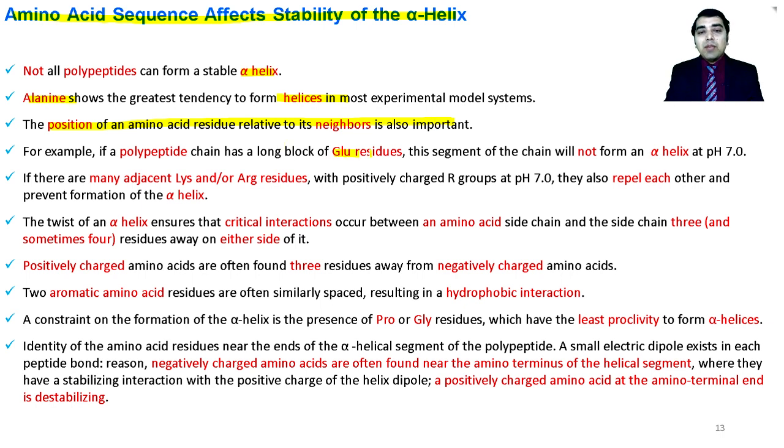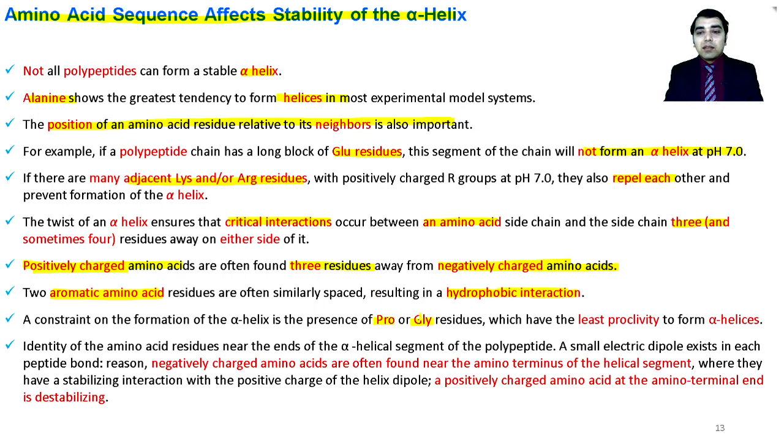For example, glutamine residues, if found in continuous blocks, will not make alpha helix at pH 7. In the same way, similarly charged amino acids are not going to make the alpha helix because they repel each other. The twist of alpha helix is also very important because at the edge of each twist the amino acids interact with each other. In an alpha helix, the positively charged amino acid must be 3 residues away from the negatively charged amino acids. In the same way, a hydrophobic amino acid must be 3 residues away from another hydrophobic amino acid.